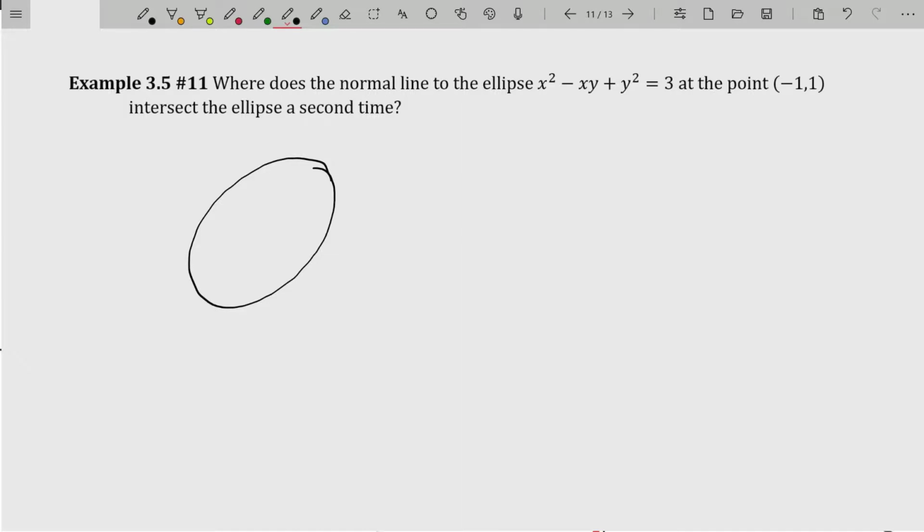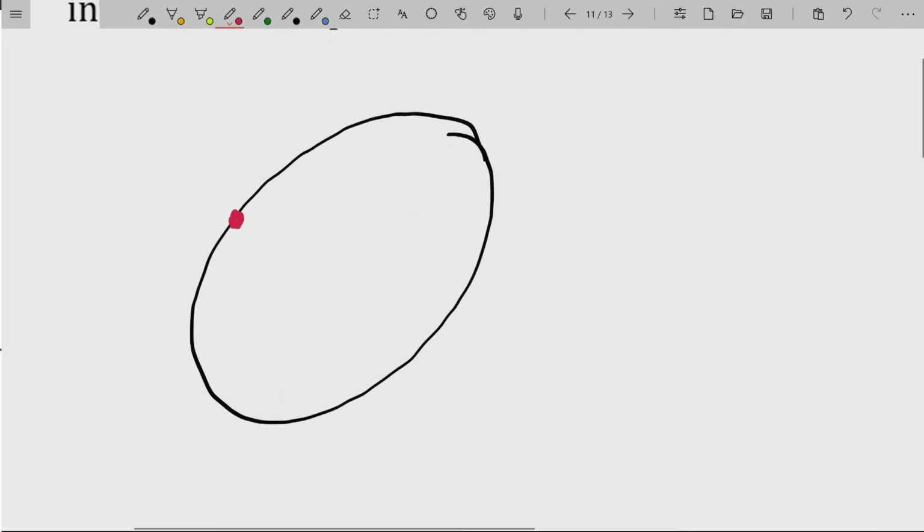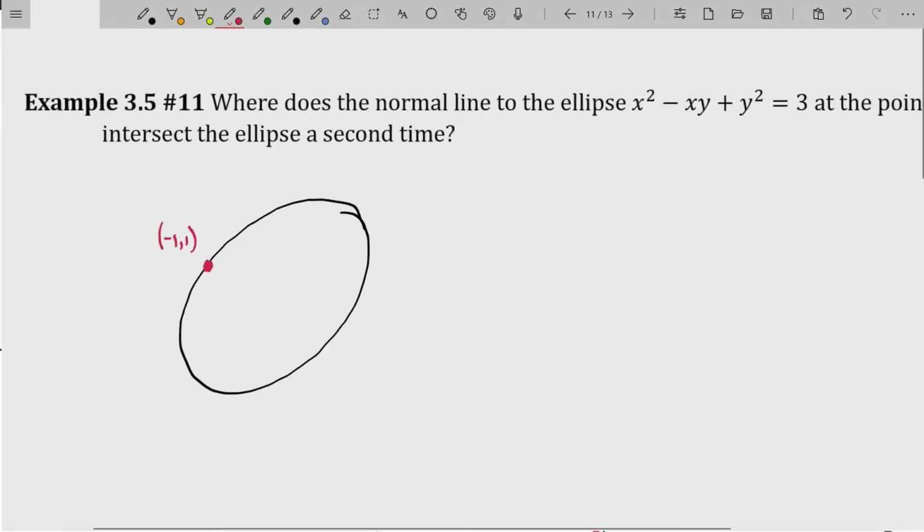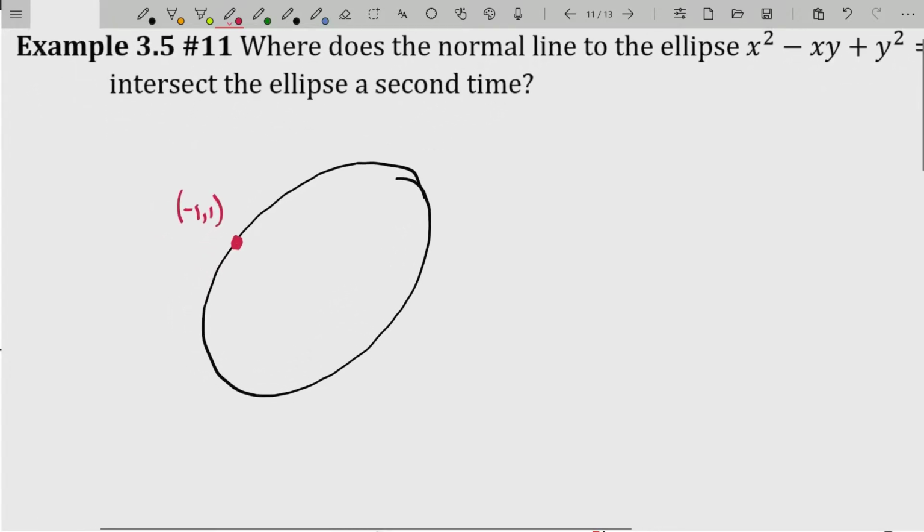And we have this point on the curve. You don't actually need a beautiful graph of this, but you just know that they're telling you it's an ellipse. They're telling you there is a point on it, -1, 1. At least I think that was the point, yes. And you want to know when the normal line to that strikes the curve a second time.